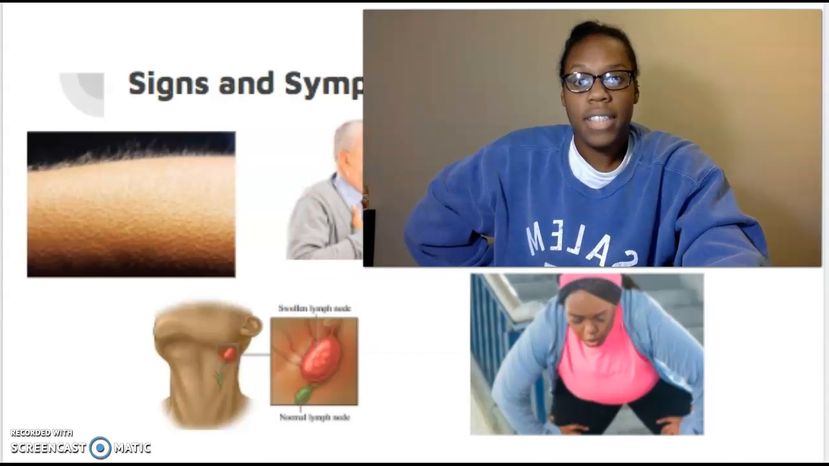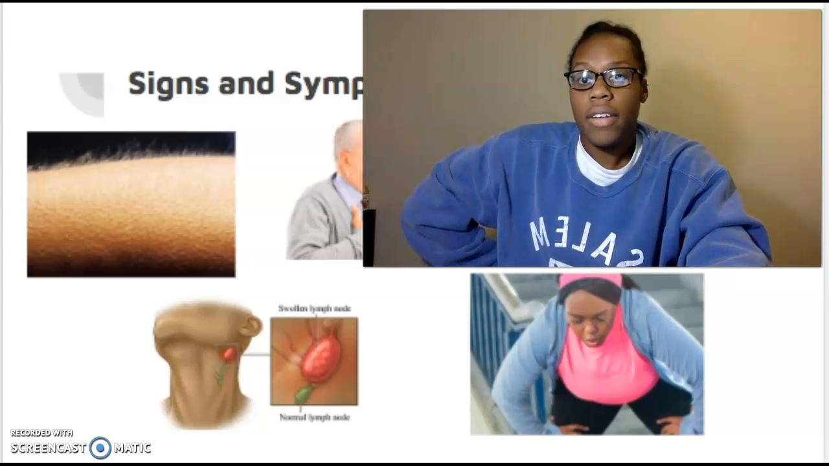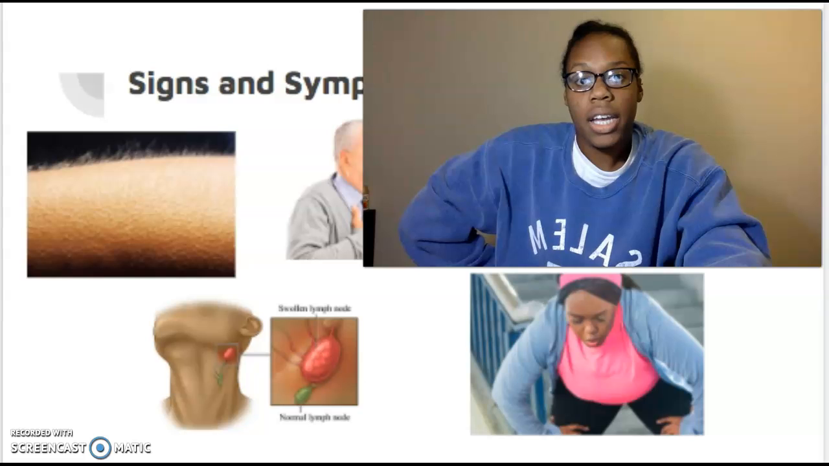Some of the signs and symptoms associated with tuberculosis are pain in the chest or pain while breathing, chronic coughing. Sometimes the coughing can contain blood, and coughing usually lasts for over 3 weeks. There are chills, fever, fatigue, loss of appetite, sweating, swollen lymph nodes, and shortness of breath.